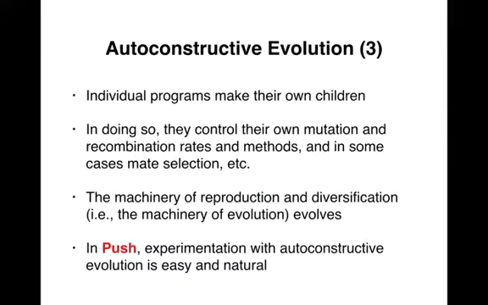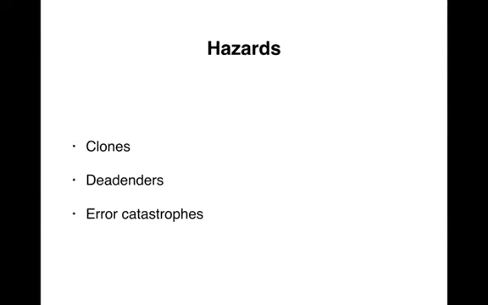So, in autoconstructive evolution, individual programs make their own children. In doing so, they control their own mutation and recombination rates and methods, and in some cases, mate selection and so forth. Because of this, the machinery of reproduction and diversification, which is the machinery of evolution, itself evolves. In PUSH, which is a programming language I'll tell you about in a moment, experimentation with autoconstructive evolution is easy and natural. Okay? And before I get into PUSH and show you how we actually do it, I need to mention there are a couple of obvious hazards when conducting autoconstructive evolution. One is cloning.